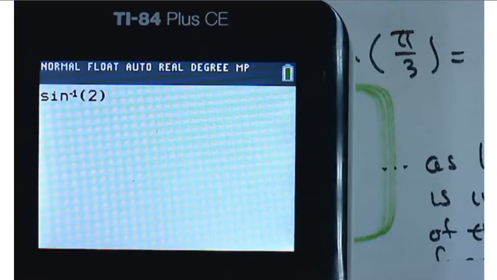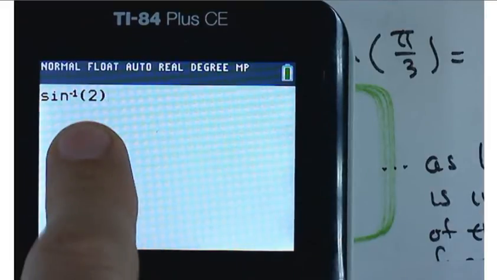What happens to you when you do the sine inverse of 2? What's your calculator telling you? Error. Does it tell you what kind of error you made? It's a domain error. That's right.